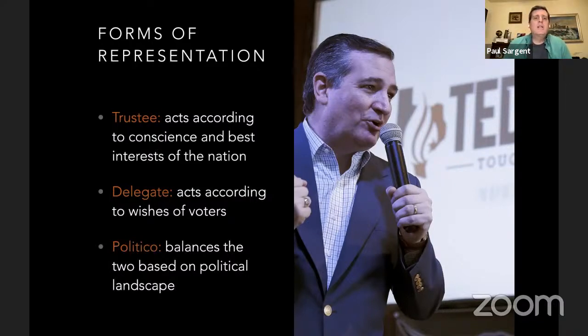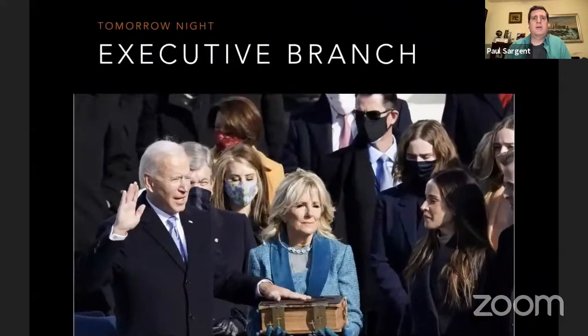The politicos really balance the idea between trustee and delegate based on the political landscape. They know, or they try to know, when it's good to vote according to their constituents, to vote with what their people want. But they also know when it's important to use their own conscience in a vote. And they also know when they need to follow their party leader in a vote. So there's a lot of very complicated things that make up congressional voting, but there are always influences on what's going on. So that, in a nutshell, is the legislative branch.